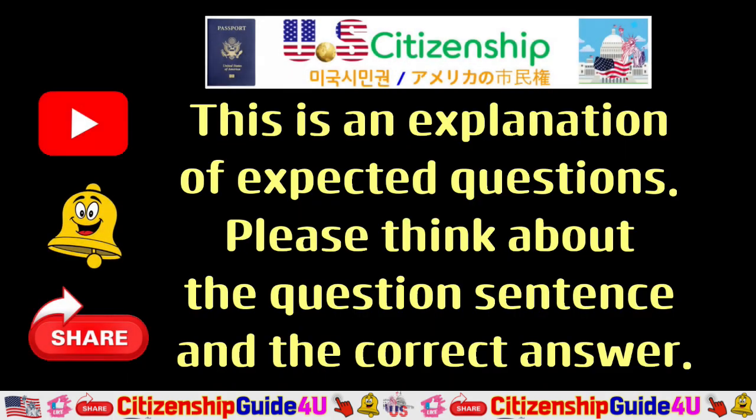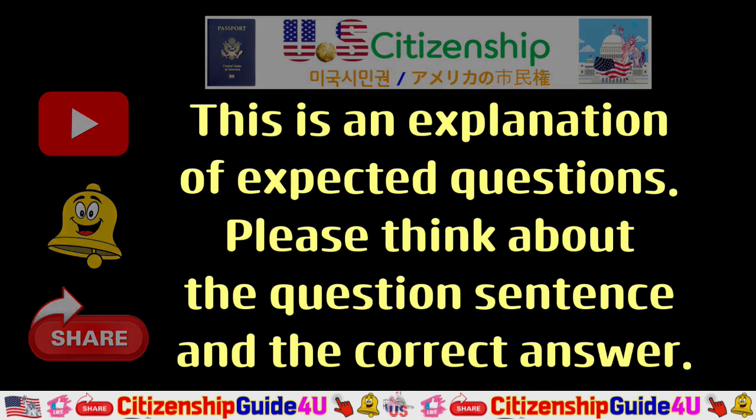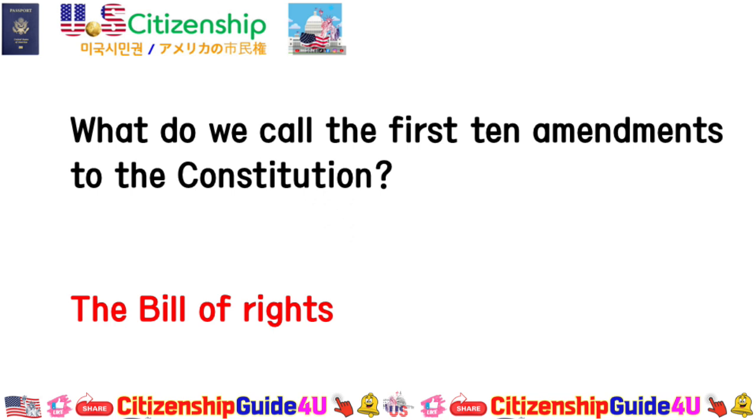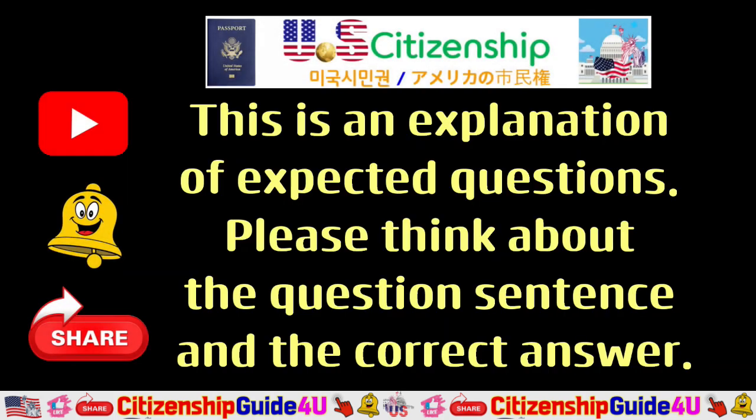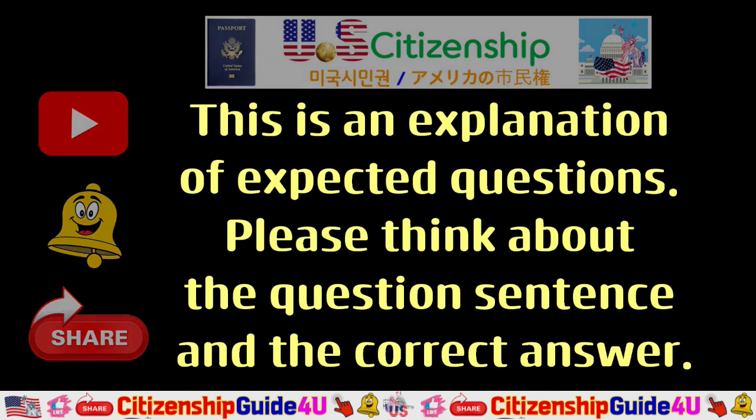The first 10 amendments to the United States Constitution are collectively known as the Bill of Rights. What do we call the first 10 amendments to the Constitution? The Bill of Rights. There are rights and freedoms of speech, religion, assembly, publication, and petition to the government.